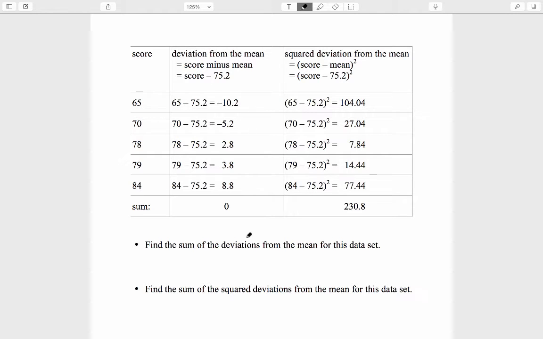So what is the sum of the deviations from the mean? That is certainly 0. It is 0 for this data set, and it will be 0 for any other. But the sum of the squared deviations from the mean, that turns out to be 230.8. We can start to see why this number tells us something about how spread out the data points are from their mean. Because the scores that were furthest from the mean, the 65 and the 84, are contributing a great deal to the overall sum in this column, whereas the scores that were closer to the mean are contributing relatively little.